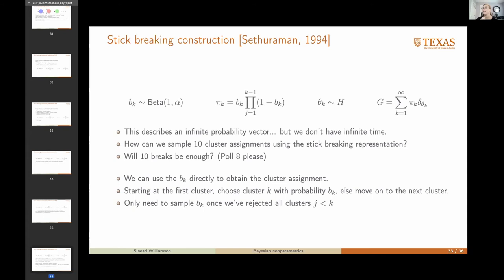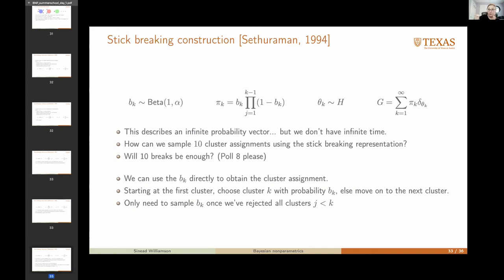So instead of sampling my probability vector, I can treat this as a sequential decision. So I know the probability of the first cluster is that first break size B1. So I sample that and that gives me the probability of being the first one. Let's say I want to sample. I can then flip a coin with that probability. That tells me if I'm in the first cluster or not. If no, I move on to the second. The probability of being in the second cluster, given I'm not in the first cluster, is then B2.